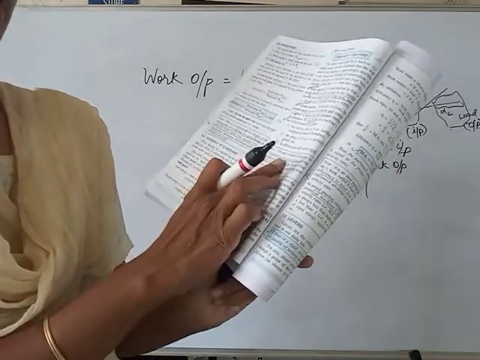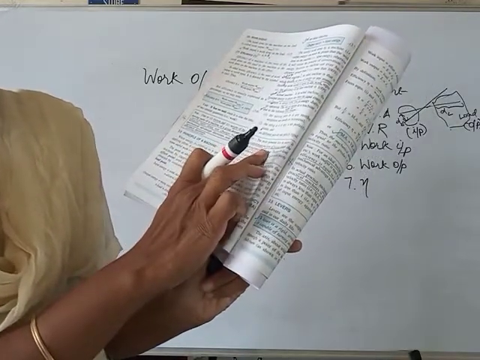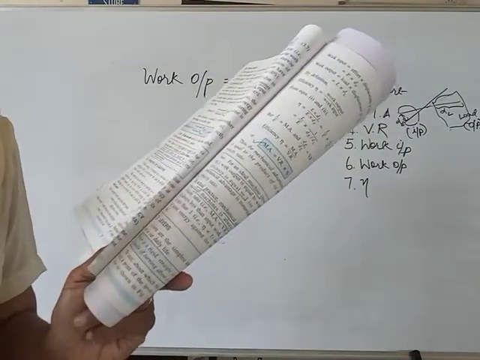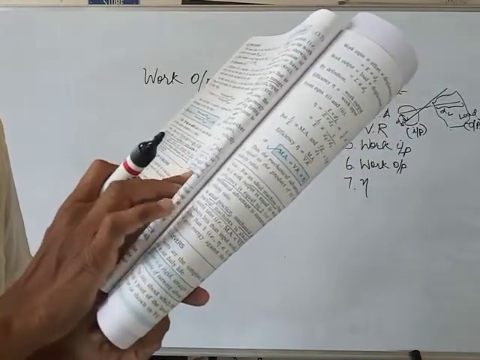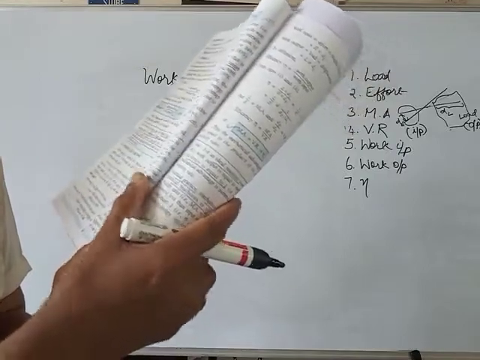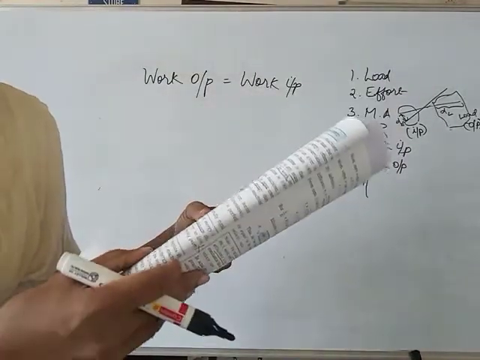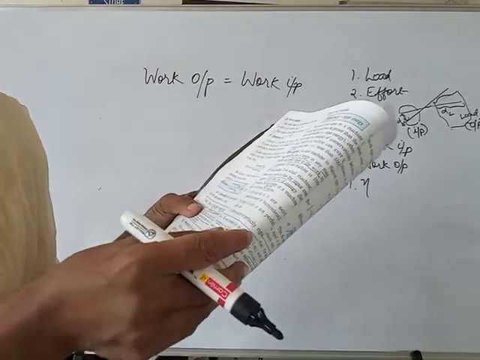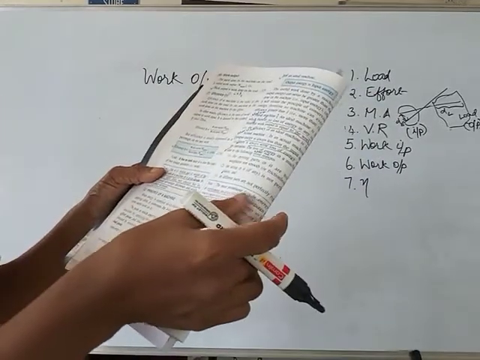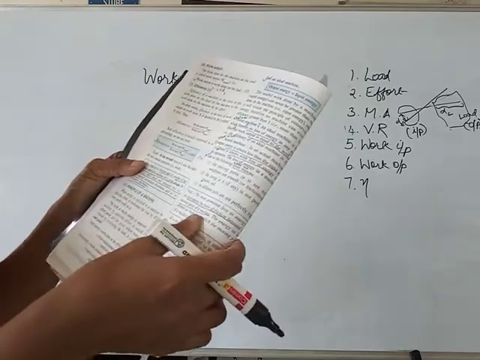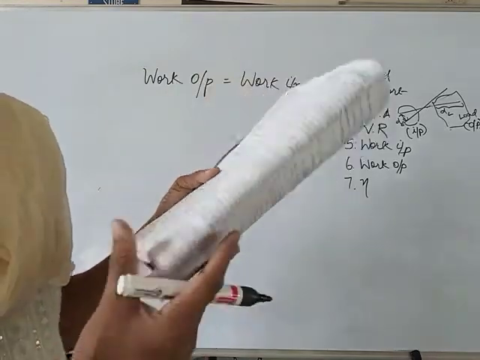The note here says the most prominent loss of energy is in overcoming the force of friction between moving parts of the machine. That's the most common.